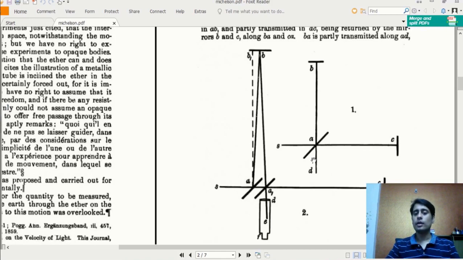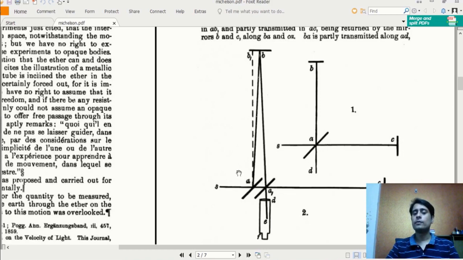Now, if this mirror, this slab of glass, you know that this whole experimental setup is on Earth, and Earth is moving in space, that is, it is moving in ether. So with respect to Earth, ether must be moving. Now this is the same diagram for the same apparatus or setup, but with respect to the frame of ether. So with respect to ether, the mirror must be the Earth. Suppose that Earth is moving in the direction from A to C, parallel to AC. So ether must be moving from C to A.